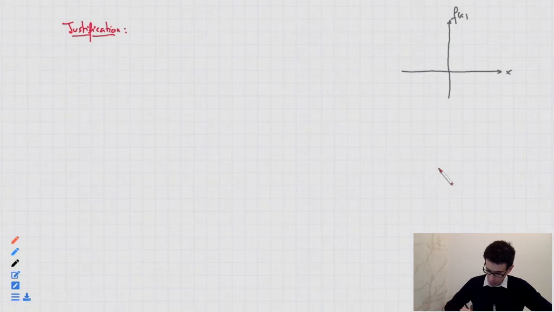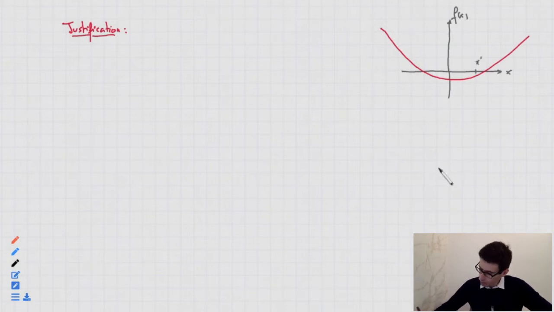And so my function f could be something like this. I'm drawing it convex just to make my life easier. And what I'm going to do is form a quadratic approximation of f at a specific point that I'm going to call x prime. So this is my point x prime, and my goal is to come up with a quadratic approximation at x prime.